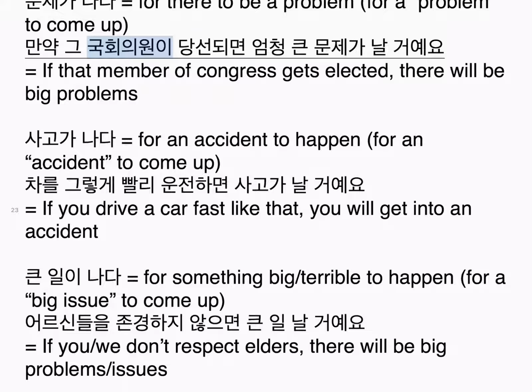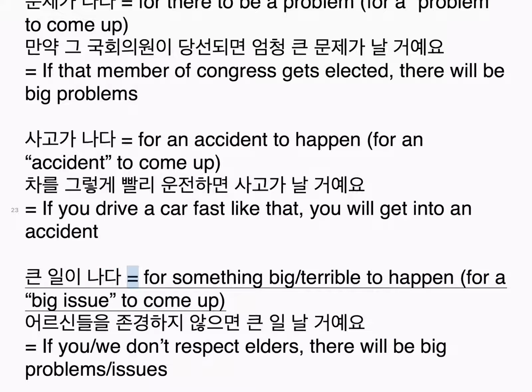만약 그 국회의원이 당선되면 엄청 큰 문제가 날 거예요. If that member of Congress gets elected, there will be big problems. 사고가 나다. For an accident to happen. For an accident to come up. 차를 그렇게 빨리 운전하면 사고가 날 거예요. If you drive a car fast like that, you will get into an accident.